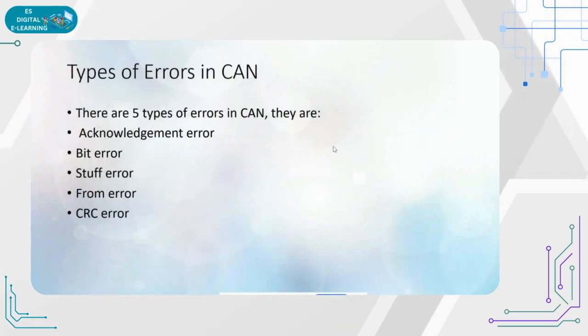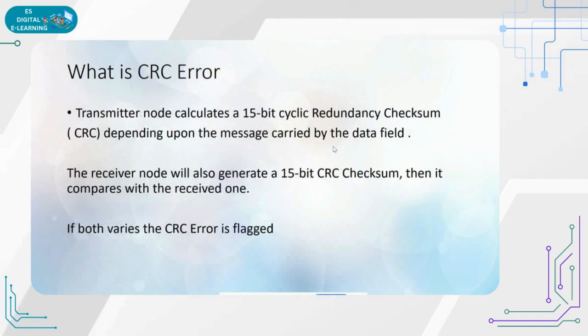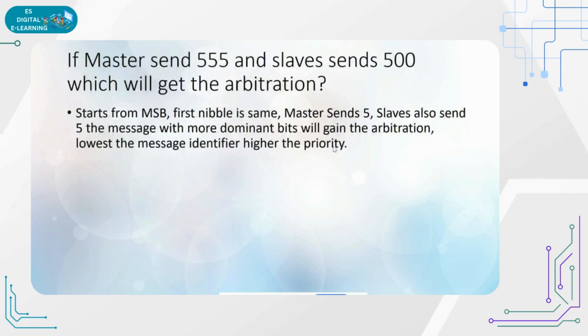Types of errors: bit stuffing error and CRC error. What happens if we are sending more than 8 bytes of data? We need to use CAN-TP, that is the transport protocol. That is the method we should follow. What is a bit rate? And this is arbitration, like who will win first if I am sending 555 and 500.